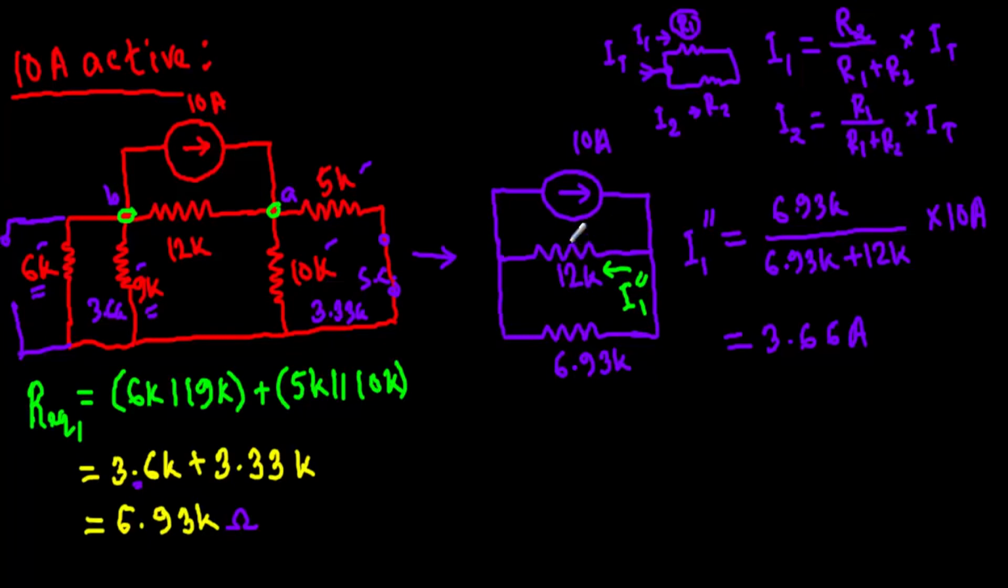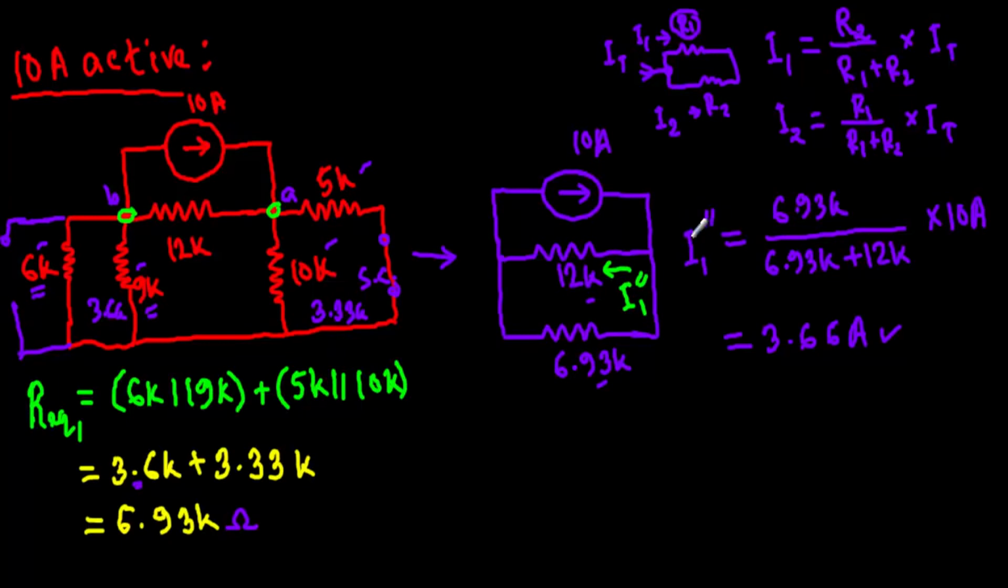See, here we have two resistances. One is 12 kilo ohm and another is 6.93 kilo ohm. The current that is flowing through this 12 kilo ohm is I1 double prime. So I want to calculate the current through this branch. That means I have to take the opposite branch resistance, which is equal to 6.93 kilo ohm, and just simply add these two resistances and multiply this total current with the fraction, which will give us a value of 3.66 ampere.